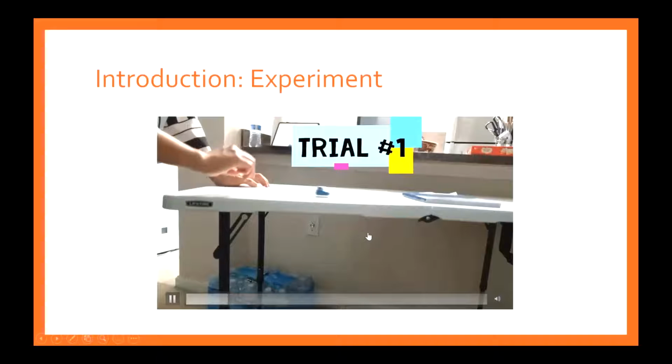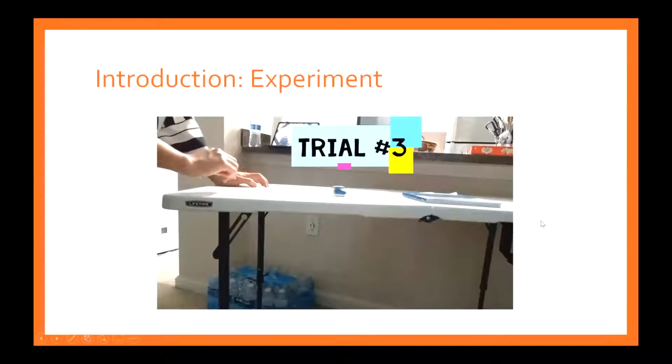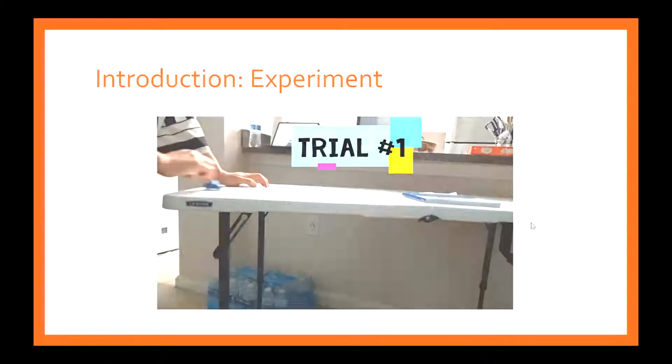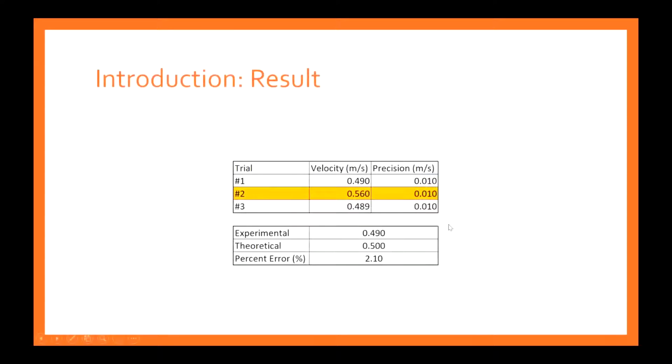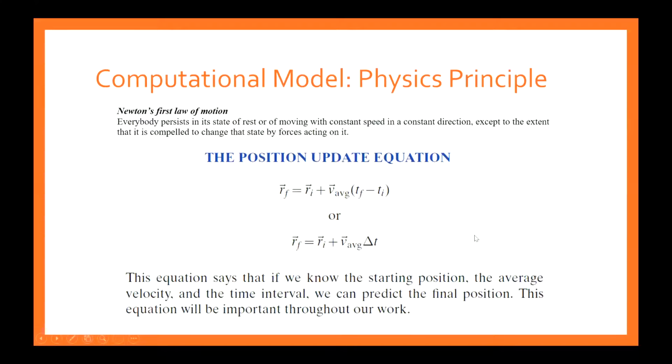Experiment. That's how I made this experiment, how I did it. Result: precision is very small, which means it was great. And percent error means I had high accuracy on this experiment.